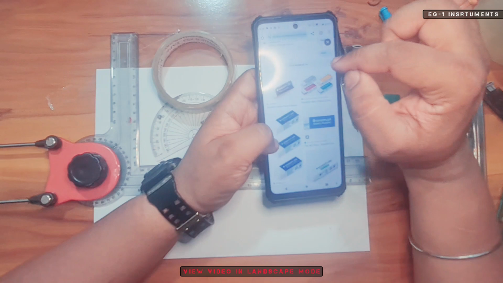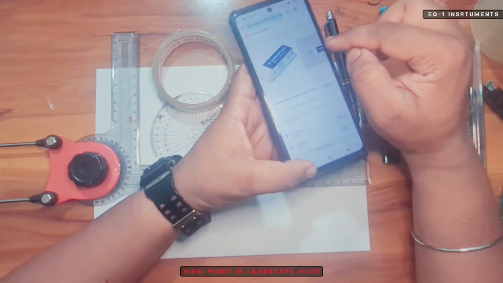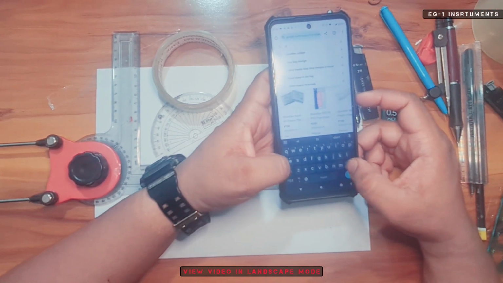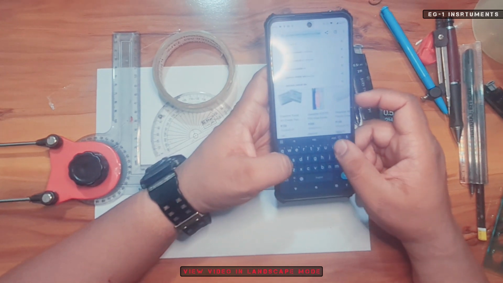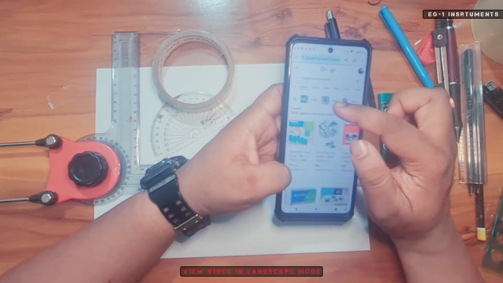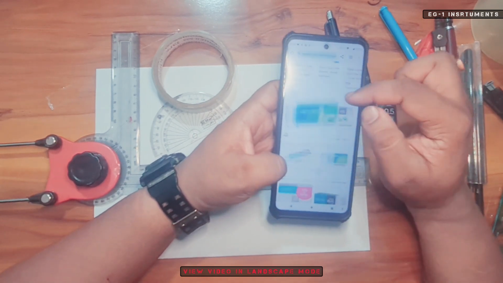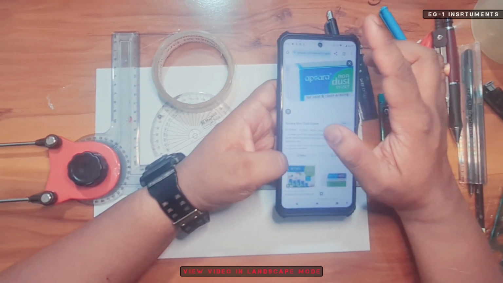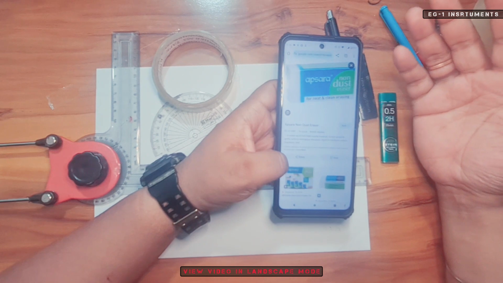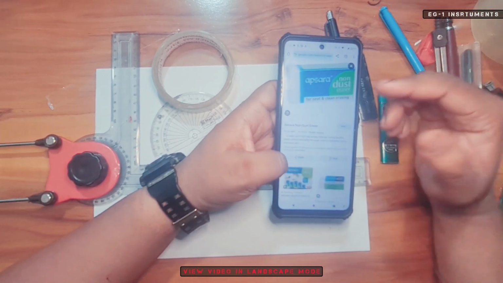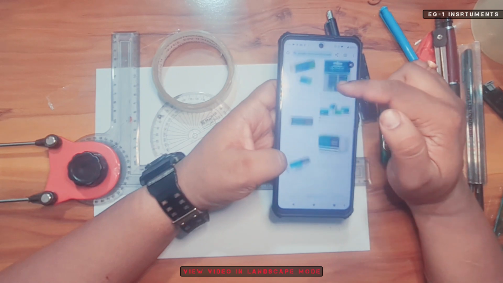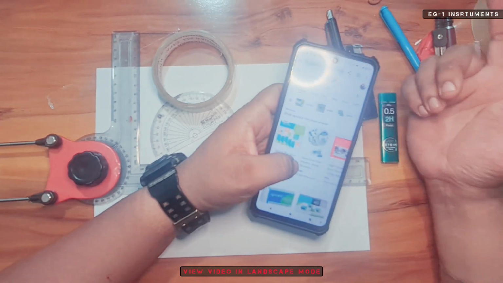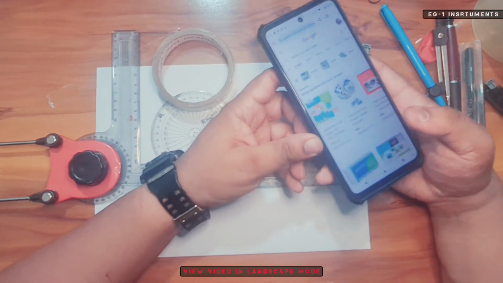A similar rubber is from Apsara. If you purchase an Apsara non-dust eraser, this is also a non-dust eraser you may find on the market, and you have also used it. It is a very good rubber, not as good as Staedtler, but very good. You can also go for any other company, like Nataraj, which is also a very good company for this type of thing.